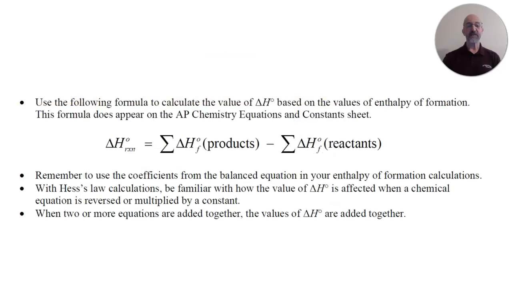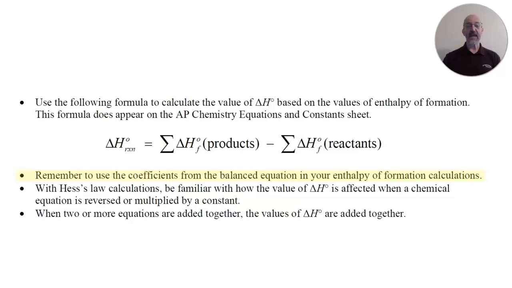My next piece of advice is that if you are talking about a topic 6.8 type of problem, you should use the following formula, which does appear on the AP Chemistry equations and constant sheet: the sum of the enthalpies of formation of the products minus the sum of the enthalpy of formation for the reactants will give you the value for delta H for that reaction. Again, remember to use the coefficients from the balanced equation in your enthalpy of formation calculations.